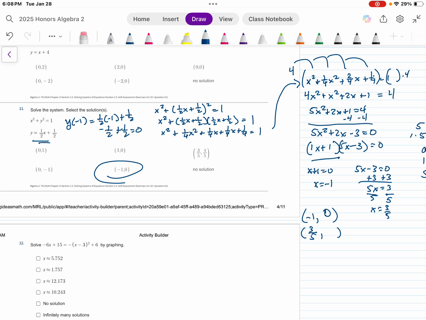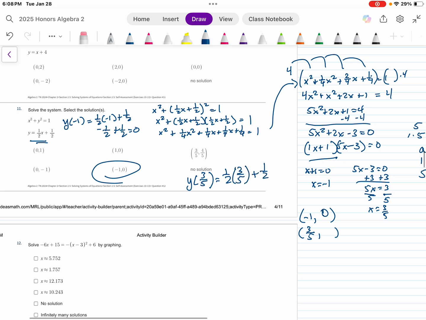And then now we do the other point. So if I find what is y of 3/5, again, common sense, there's one answer, but I just want to show you how we get to it. We have 1/2 times 3/5 plus 1/2. So that would be 3/10 plus 1/2. I would multiply top and bottom by 5. I would have 3/10 plus 5/10, which is 8/10. And then now I can divide top and bottom by 2 to give me 4/5. And so that makes that answer.